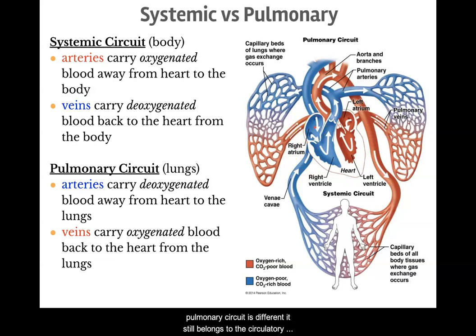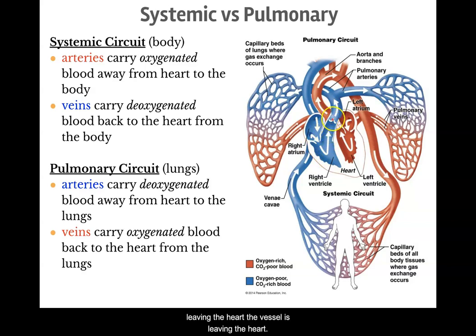The pulmonary circuit is different. It still belongs to the circulatory system, very much so, but it's a little bit of the opposite as far as the oxygenation status of the blood. And that is that in the pulmonary circuit, we're going to the lungs. So I'm right here and I can see how this is colored blue. That's because I'm in a low oxygen state and now I'm leaving the heart.